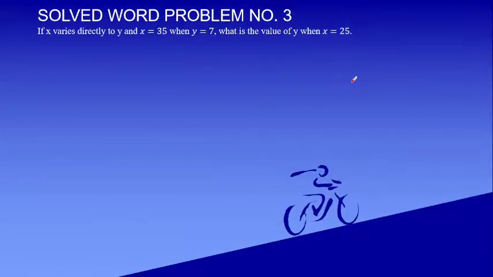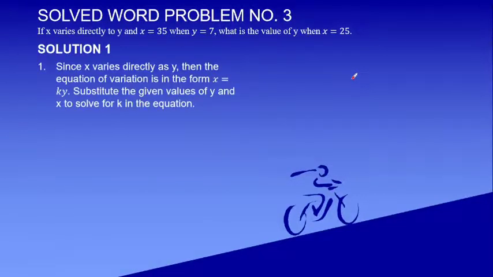So, next proceed. If x varies directly as y and x is equal to 35 when y is 7, what is the value of y when x is equal to 25? So, let us try first solution. Since x varies directly as y, then the equation of variation is in the form x equals ky.